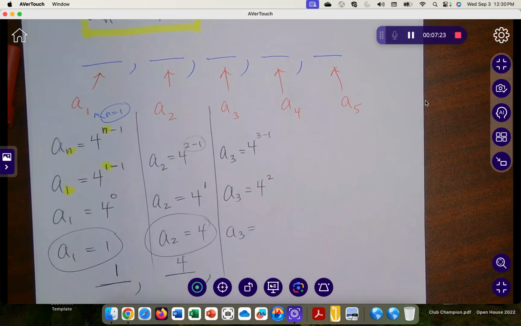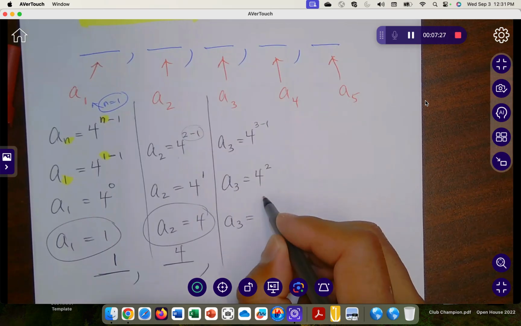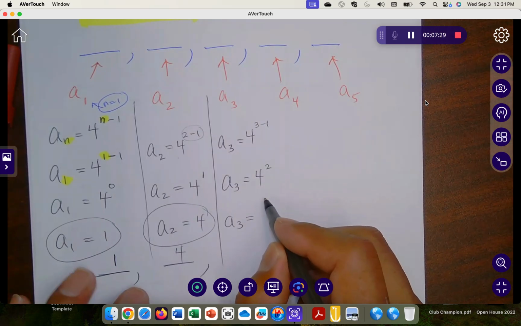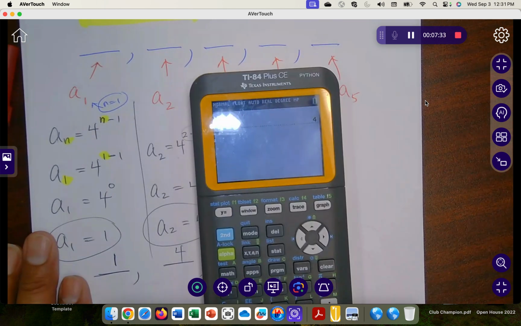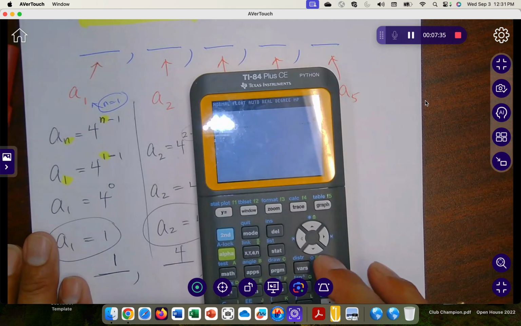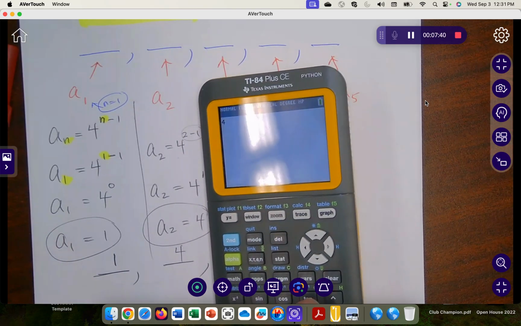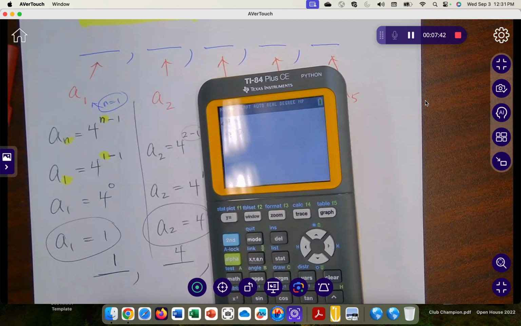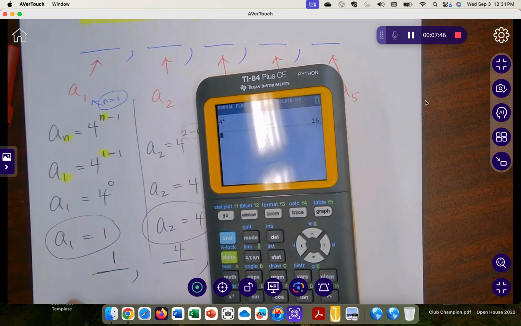What's the answer for the third term? A to the power of 3 means the third term is what? Don't predict and think 4 squared is 4 times 2 is 8. No. What is it? Well, let's put it on the calculator. 4 to the power of 2. Jaden. 16 is right.